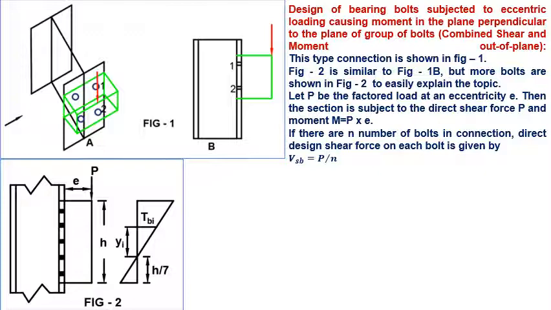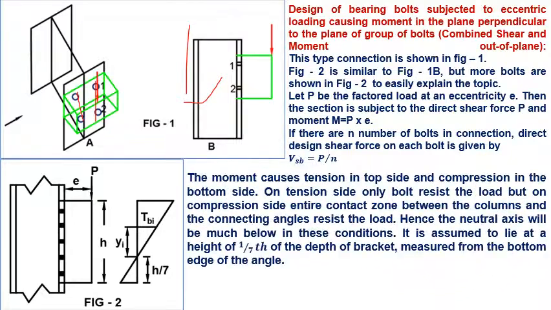There are two vertical rows of bolts. These are two vertical rows, and the elevation is shown as per figure first B. Now the moment causes tension in the top side and compression in the bottom side. This moment P into e causes tension on the upper side and compression on the lower side.